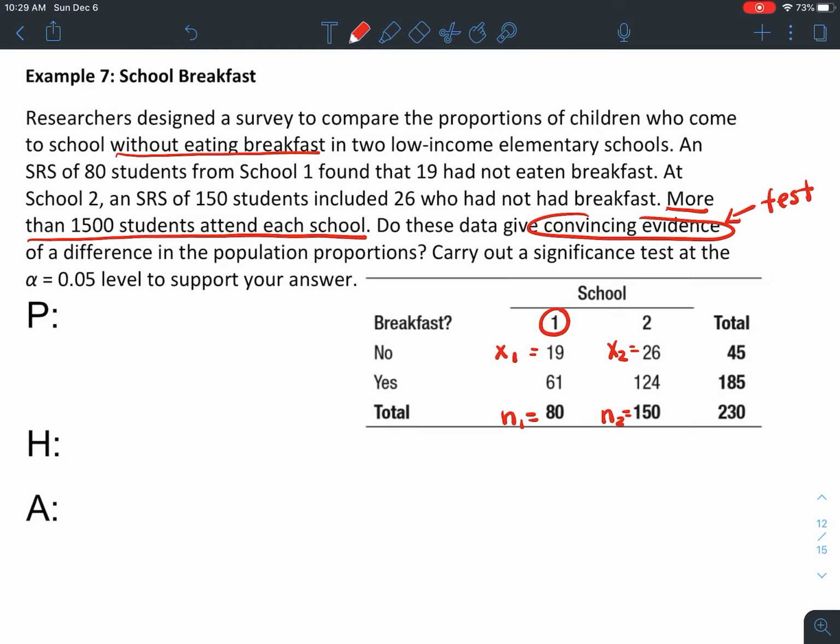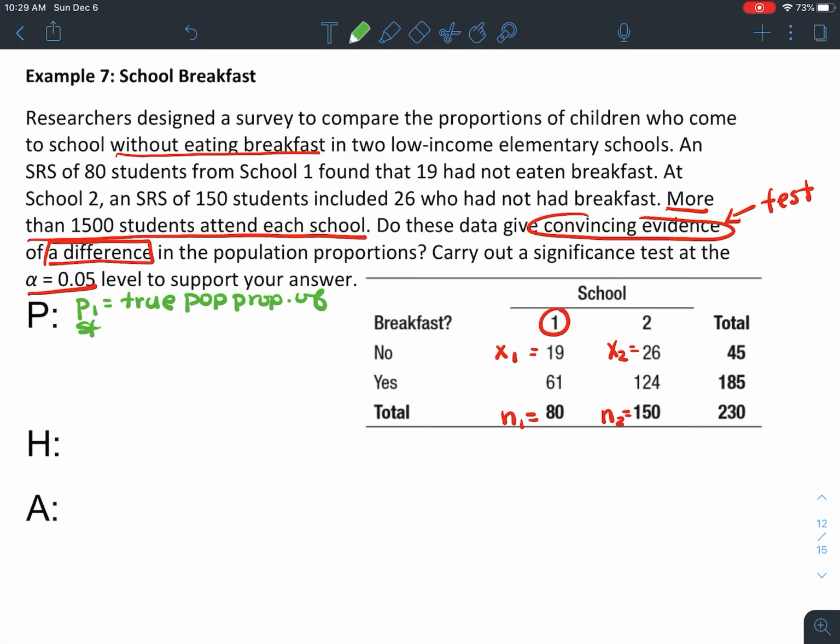When you see the phrase, does the data give convincing evidence of a difference in the population proportion, that indicates they are wanting us to run a significance test. Okay, we're looking for, is there evidence that there is a difference in these 2 population proportions? It wants us to carry out a significance test using an alpha level of 0.05. Okay, you can see I have the PHANTOMS acronym down the side. We want to start with P, identifying the parameters. We're going to use p1.